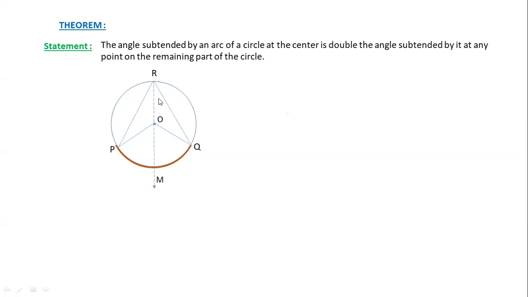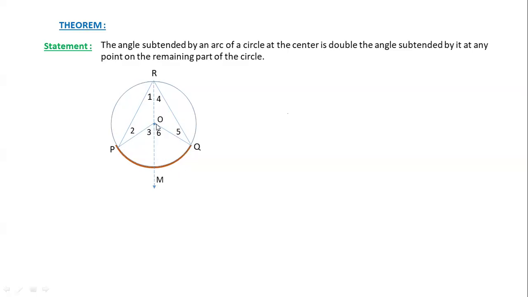Instead of using three letters to name each angle, I'm just using numbers to make things convenient and easy to understand. So let us name this as angle 1. Let this be angle 2. And let this be angle 3. This is 4. This is 5. This angle is 5, that means angle OQR is 5. Similarly here, MOQ is 6. Clear?